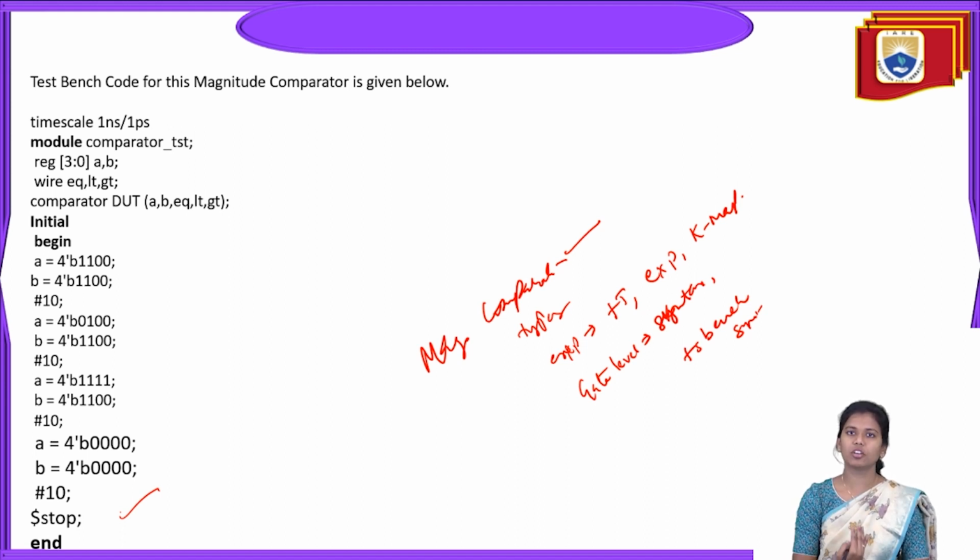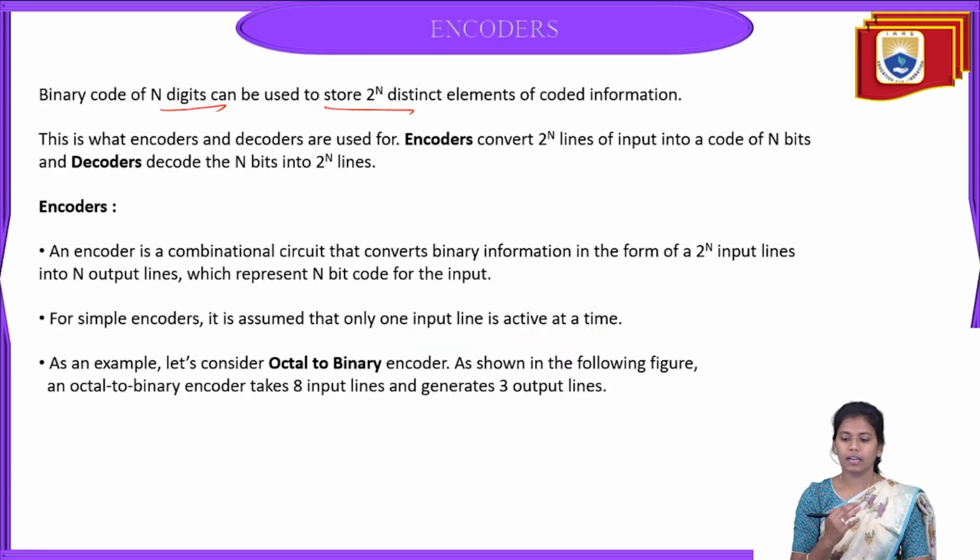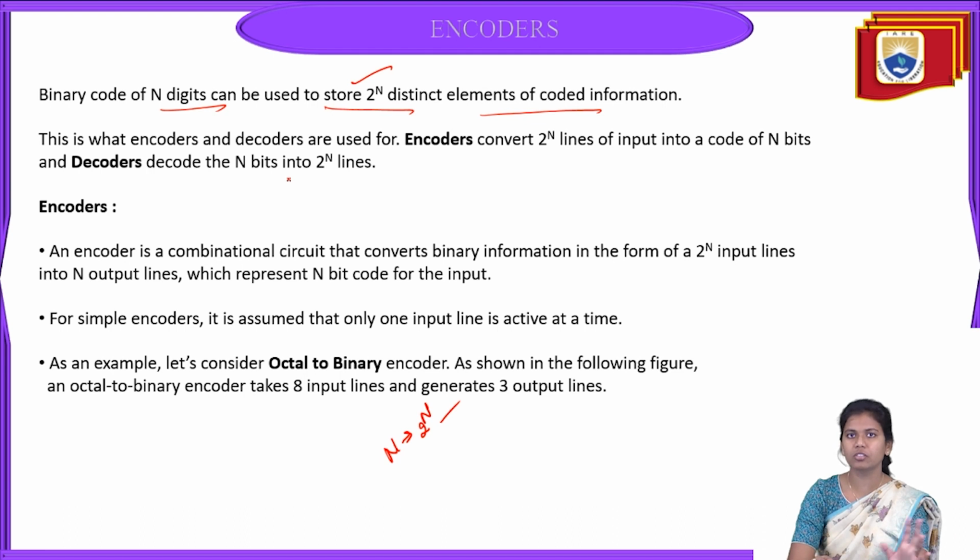And one more combinational circuit that we are going to discuss is encoders. In the previous session we discussed what decoders are, and now we will discuss encoders. Encoders are combinational circuits. The binary code of n digits can store 2 power n distinct elements of coded information. So for decoding and encoding purposes, these are the combinational circuits that are used.